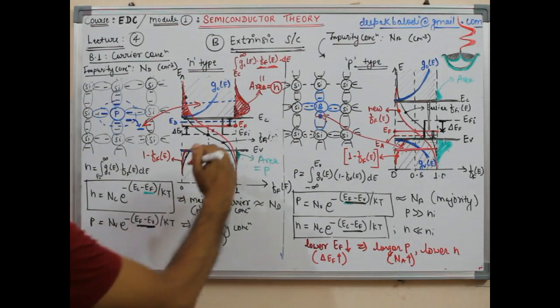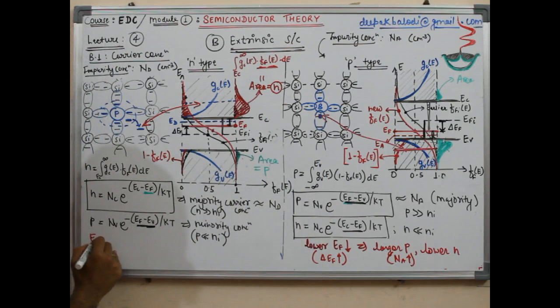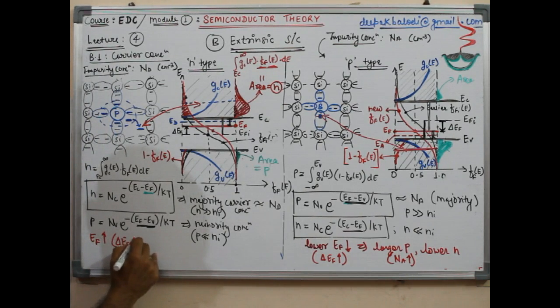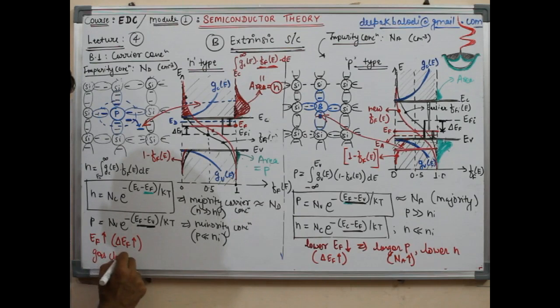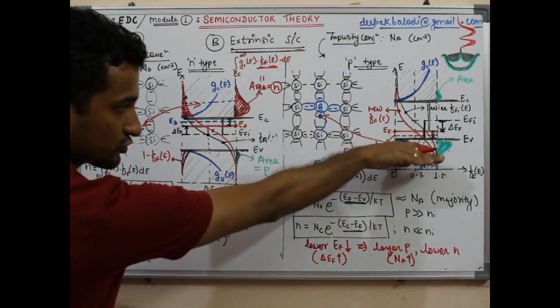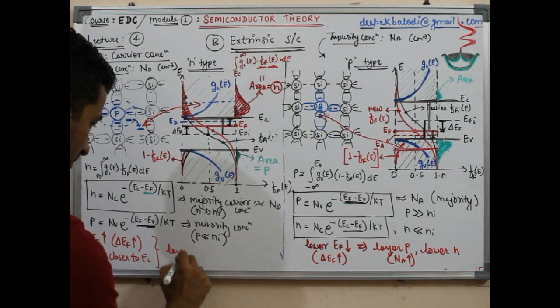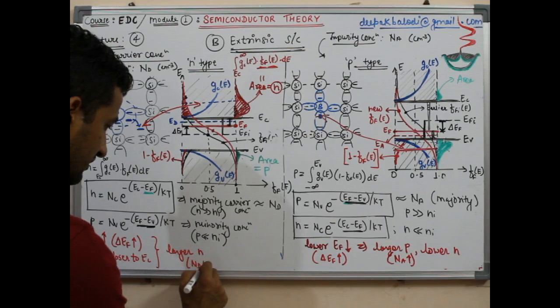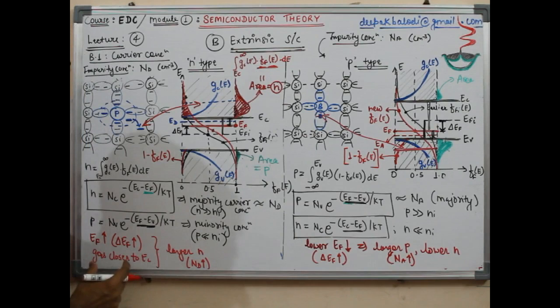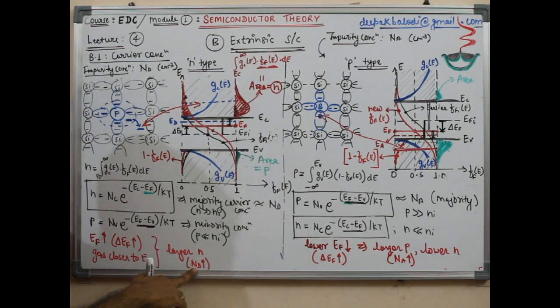Similarly, if EF moves upwards and upwards, closer to EC, that means delta EF increases. As it goes closer to EC, as opposed to going closer to EV, we are ultimately going to get a larger N, so this is the case where we are doping it heavily. This is the known fact, and due to that this is the result. But if the result is known to us, that the Fermi level is moving up, we can expect the cause of it: that we have doped it heavily.